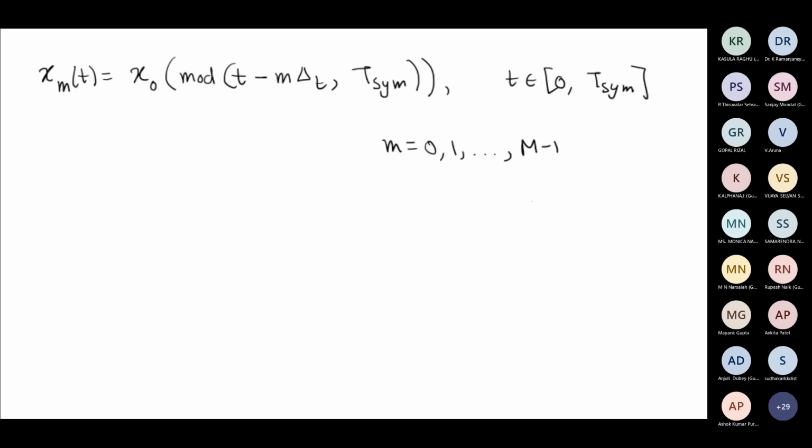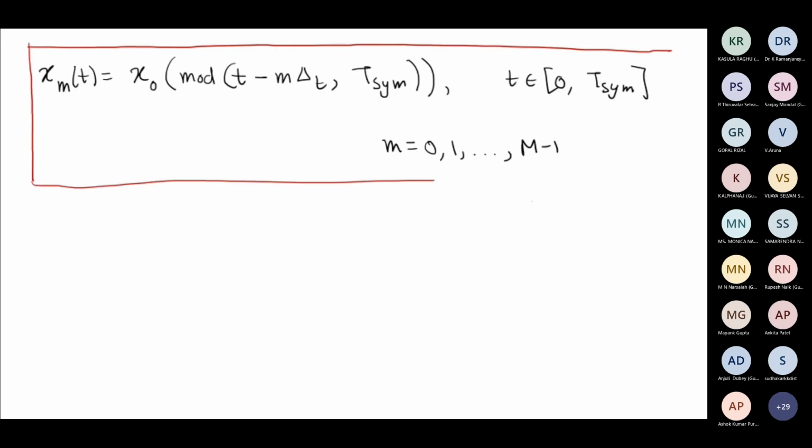So this is the complex baseband representation of the M symbols, all of which are represented in terms of the symbol 0, x_0, and x_0's expression is as we just discussed. Now it can be mathematically shown with some manipulation that all these symbols are orthogonal to one another. So it's an orthogonal signal set.